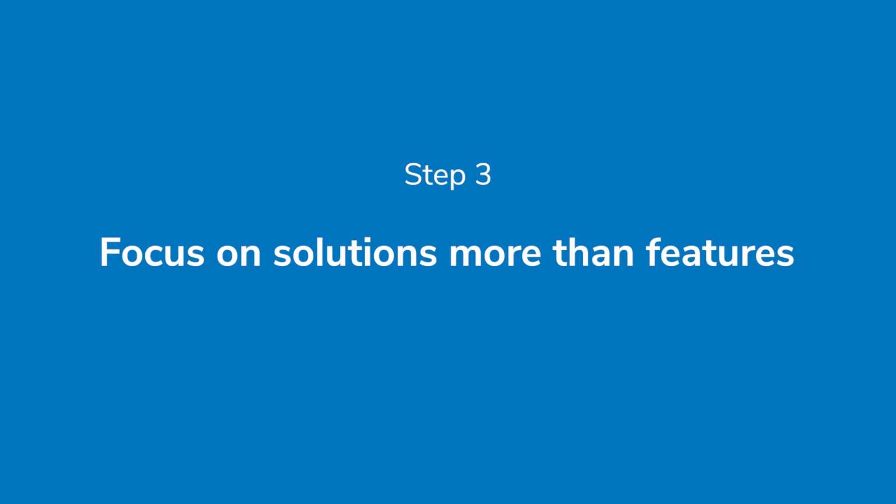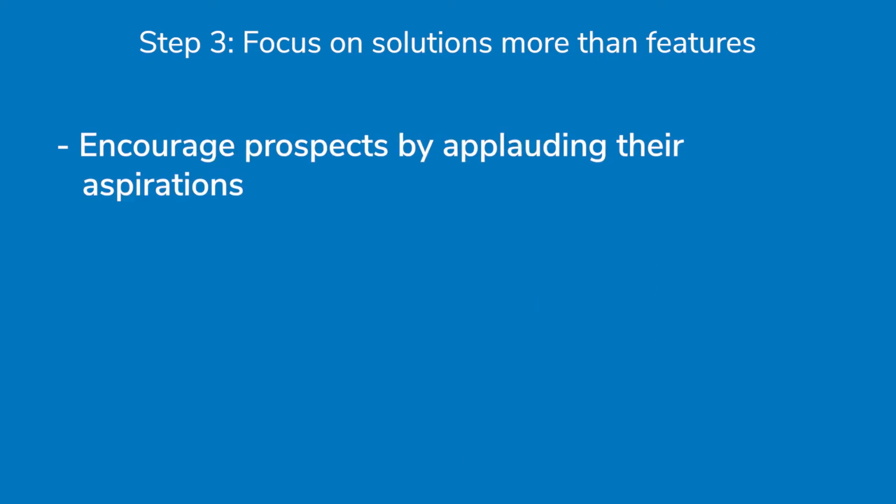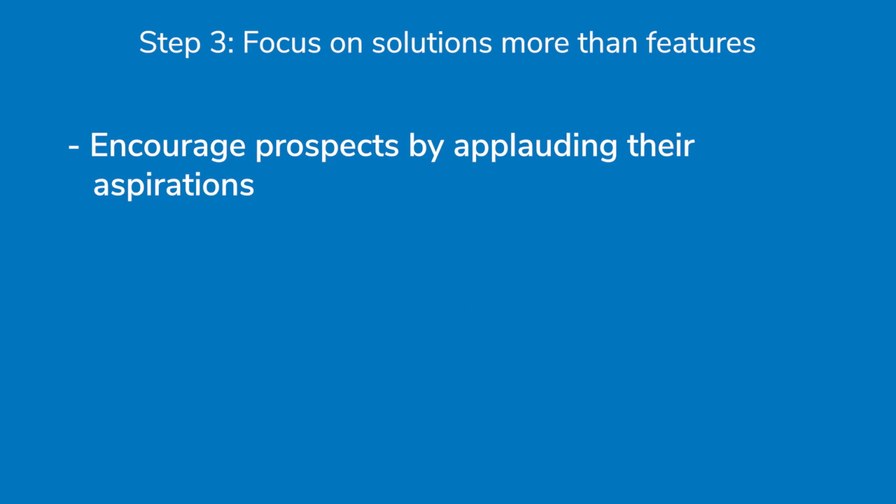Step three is to focus on solutions more than specifications. Your target audience is less interested in your product than in what they can achieve with your product. They're interested in how buying your thing makes them more awesome, right? This is something you can help them see in your product descriptions, and an easy way to do that is through framing the product features and relevant information as must-buy benefits. For example, encourage prospects by applauding their aspirations.